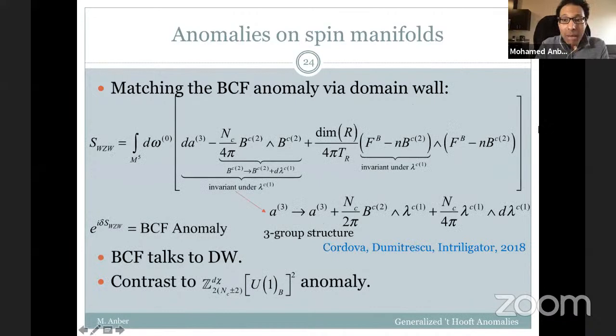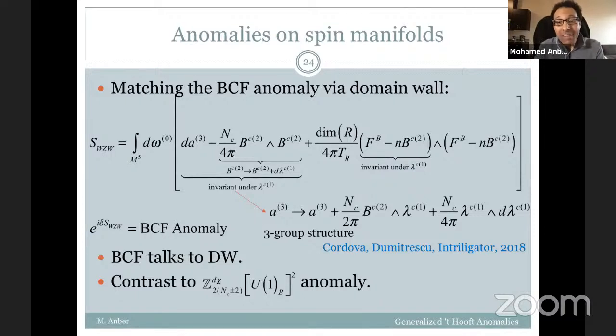Okay, so what is this missing piece? It turns out that the missing piece is the B2, the B2 of the center symmetry. Now let us see what is happening here. First of all, one can show that the variation of this Wess-Zumino-Witten action will exactly match the BCF anomaly. But let us look closely at what is really happening within this action. First of all, I told you before that this combination has to be invariant under lambda C1. Again, this lambda C1 is a U(1) gauge field that was necessary in order to eliminate a redundant, or unphysical, degree of freedom.